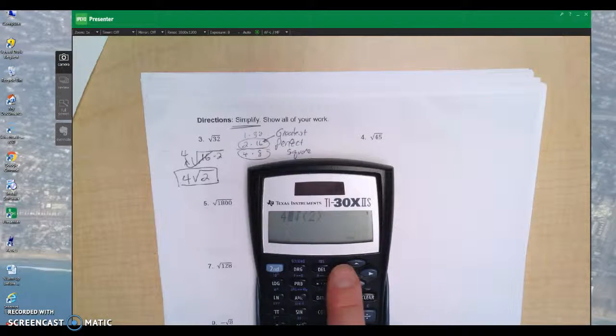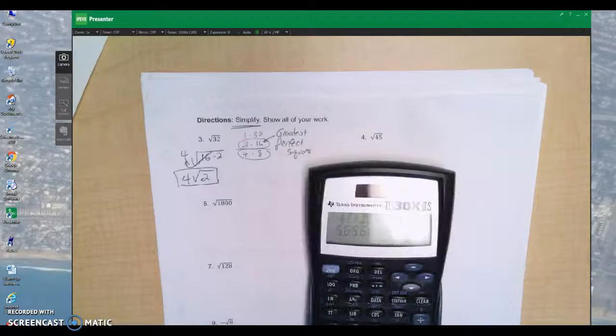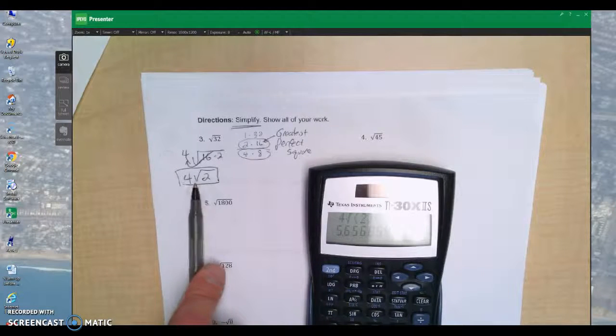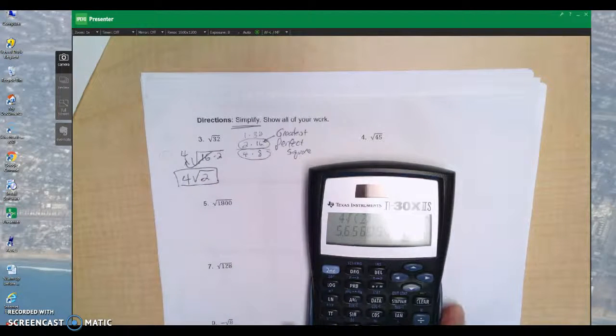And you don't actually need that parenthesis. So let me try it again. 4 times the square root of 2 is exactly what that says right there. And when you press enter, that decimal should look equivalent. So the square root of 32 in a simplified form is 4 radical 2. That's how you read this.